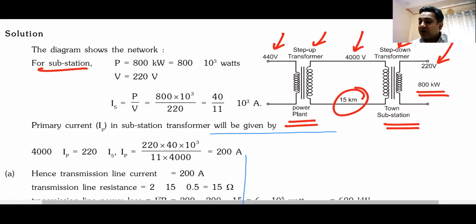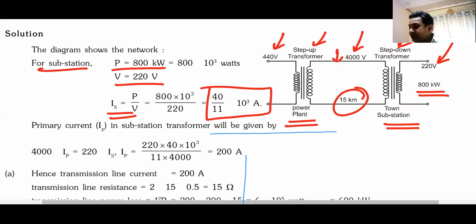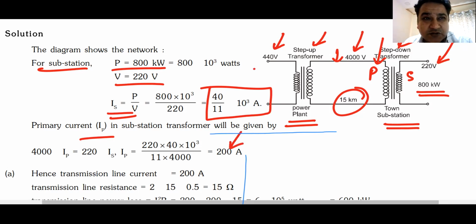For the substation, power is given, voltage is given. So you will know how much is the current in this branch. This much is the current that you need in the secondary of the substation. So what is the current in the primary of the substation? This is the primary, this is the secondary. You know the current in the secondary, and from there you can find the current in the primary of the substation. This much current should come in the primary.